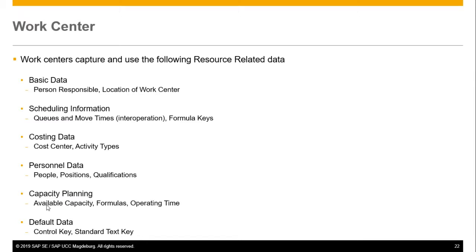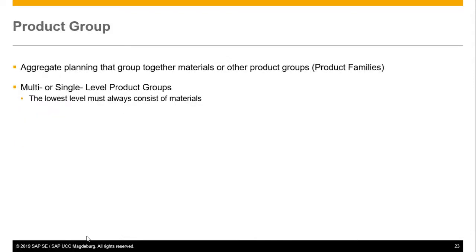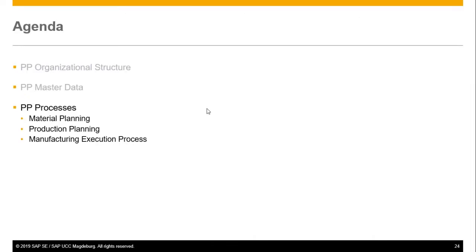If there is any formula we will be using, right? You have a control and standard keys as default data. Product group, you may have a multi or a single level product group. Like in our case, we have a touring bike, deluxe touring bike, and it's one group. Under one group, you have 3 products: black, red, and silver. This is what we have done in our case today.